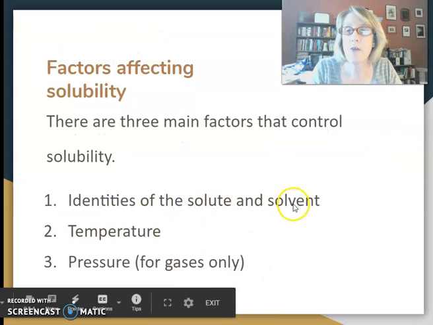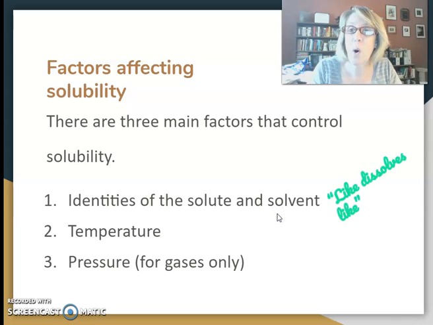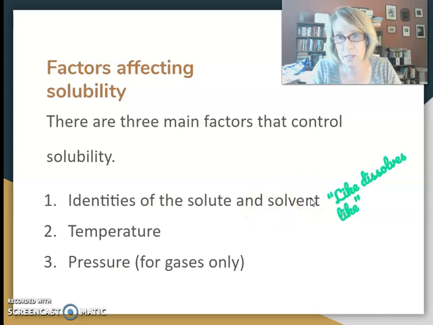Okay, so what affects solubility? There's three main factors. The identities of the solute and the solvent. You may remember we talked about "like dissolves like." Polar molecules tend to be able to dissolve in other polar molecules, and nonpolar tend to dissolve in nonpolar solvents. So that's kind of like the first principle.